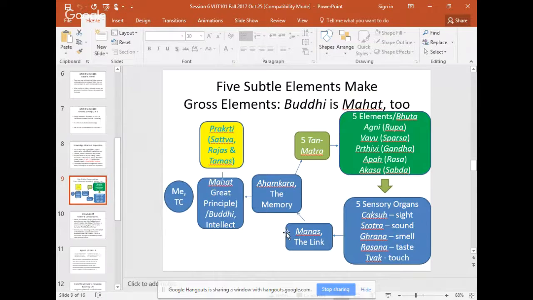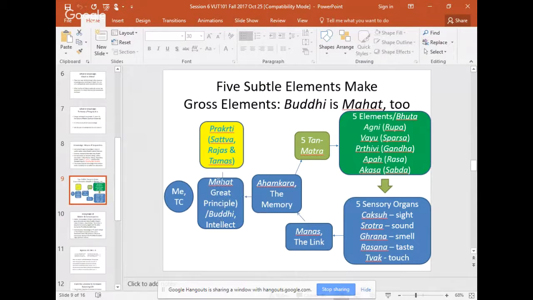So these are my instruments, as we have discussed: five sensory organs, ahankar and buddhi. And this is the thing to be known, the external world made of elements. So they send some signal and I pick them up. The senses send it inward.